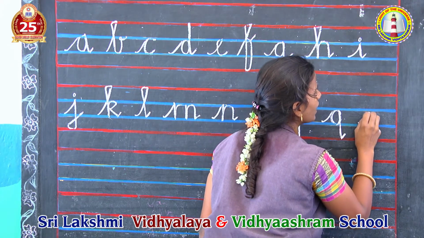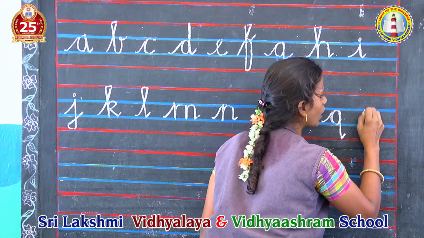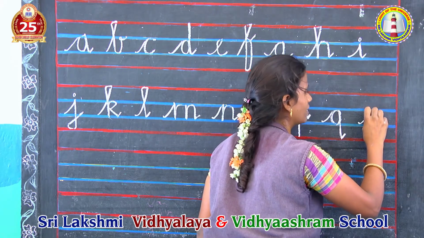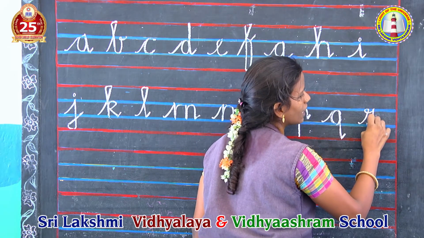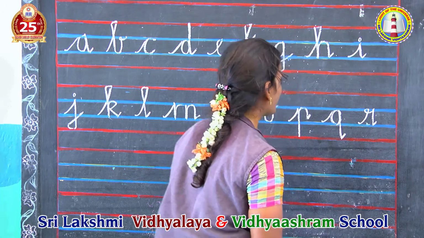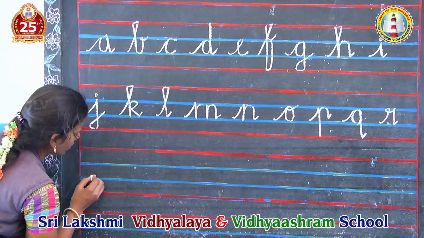Draw a stroke line and then middle of the curve and then small slanting line, another one standing line and then small slanting line. It's called R. We write the letter S.